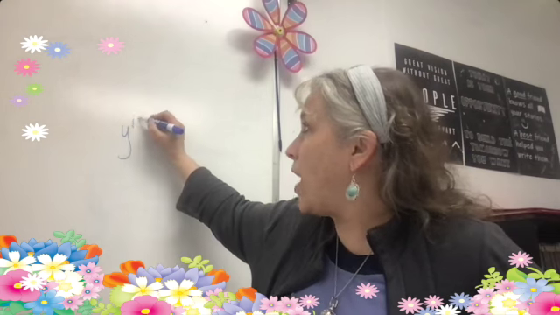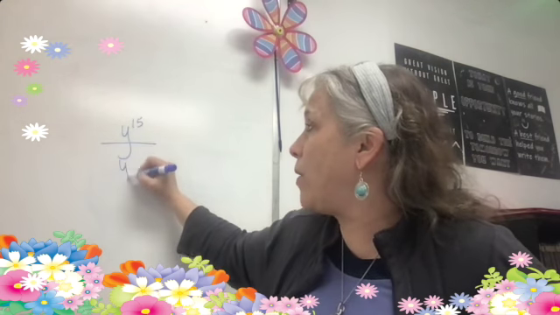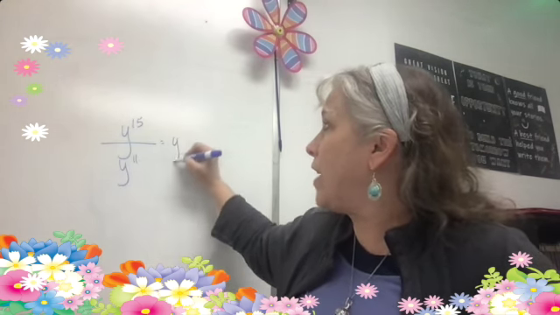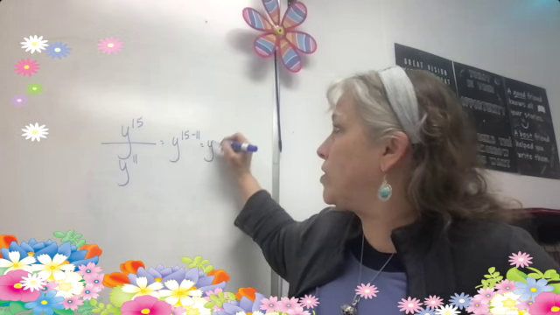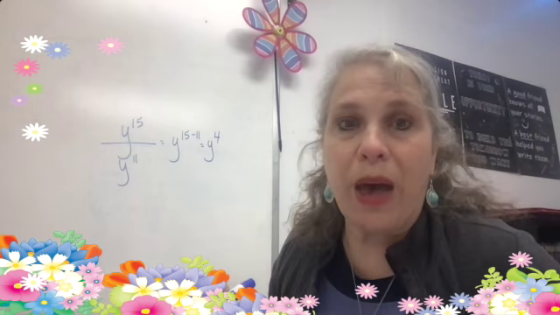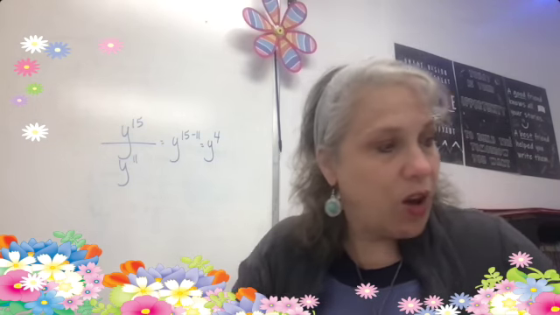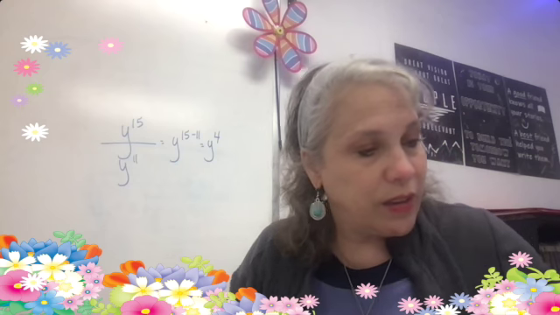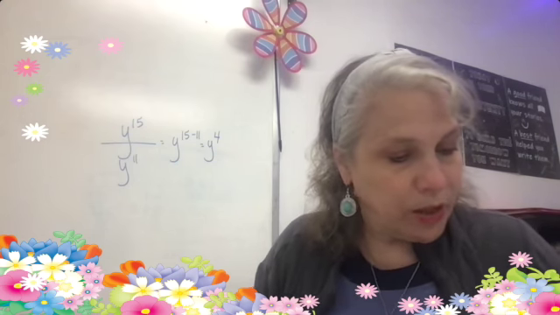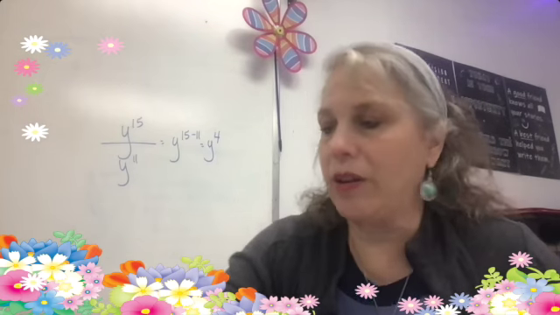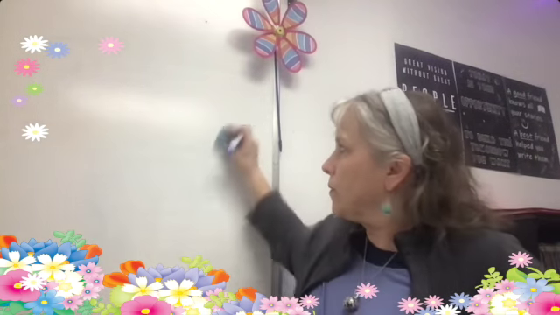Now, if I'm dividing, we could use something like this: y to the 15th power divided by y to the 11th power. That is equal to y to the 15 minus 11, which is equal to y to the 4th power. Okay, also we could do something a little bit more complicated here. I'm going to erase this.